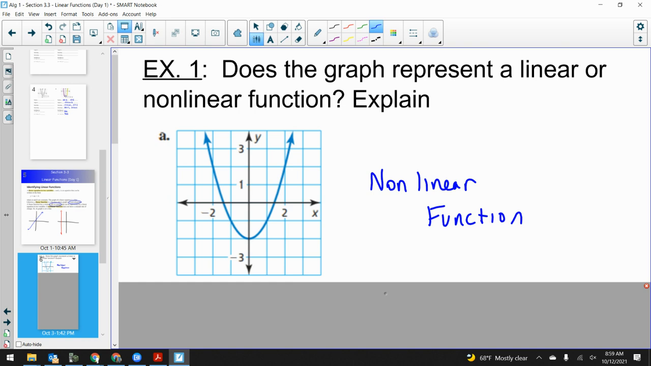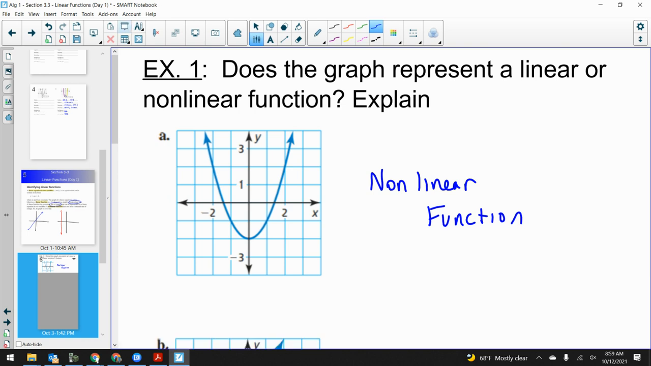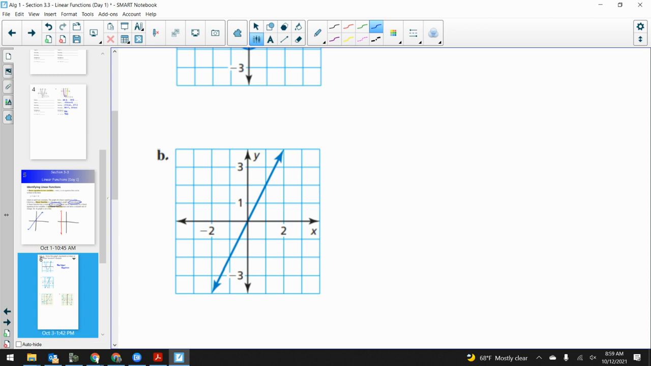Okay, here we go. Is that a straight line? Yes. Very good, boys and girls. Very good. So we say that this is a linear function.